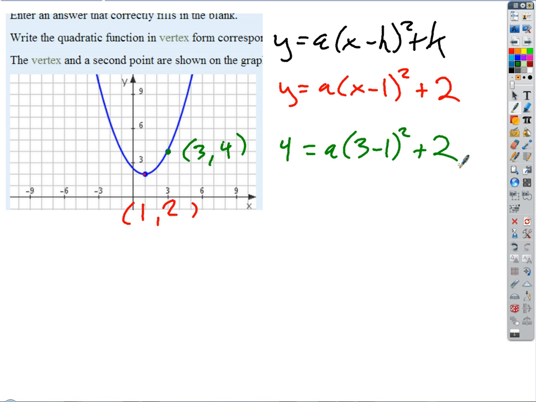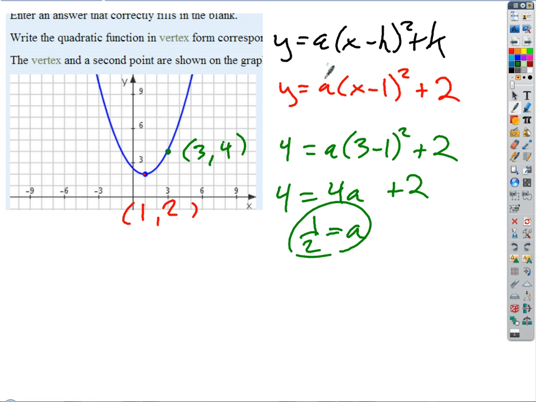Okay, what's 3 minus 1? 2. Squared, 4. What's a times 4? 4a, right? So I get 4 equals 4a plus 2. What are the two steps to get a by itself? Subtract 2, right. What would I get? 1/2. Everybody agree? 2 over 4, so 1/2. So a is 1/2. If I put 1/2 in for a, all I have to do is just expand that.